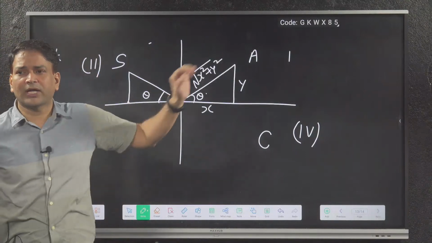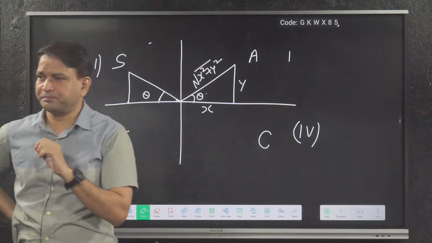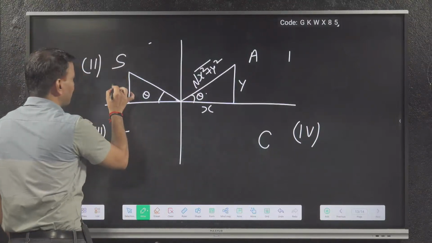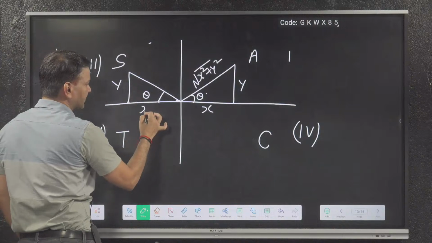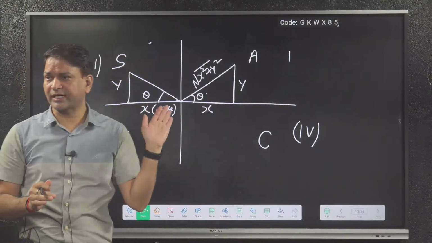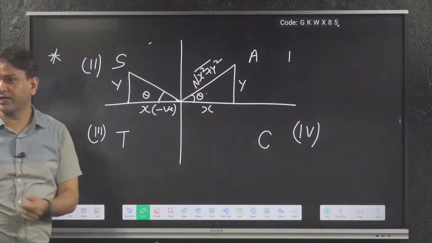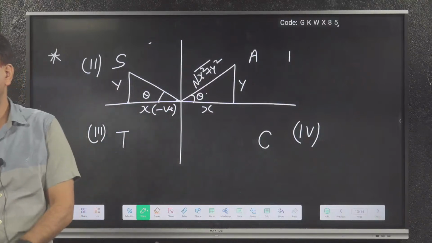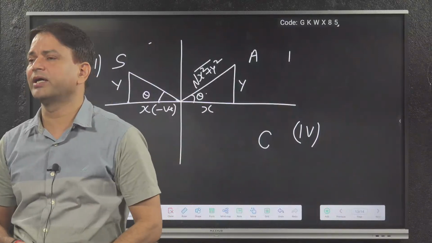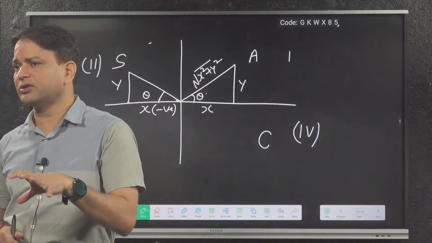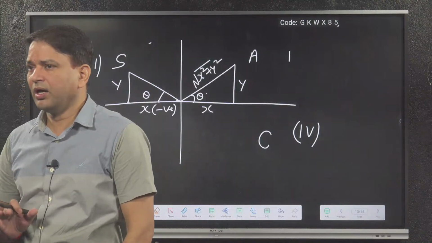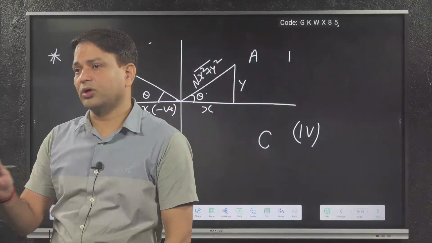Okay. Suppose I come to the second quadrant. Here y is positive, but x is negative. Everybody knows, in the second quadrant, when you are going left of the origin, x is negative. So in the second quadrant, x is negative, y is positive. If I am writing cos theta, it is x upon under root of x square plus y square. So x is negative, so cos theta is negative.